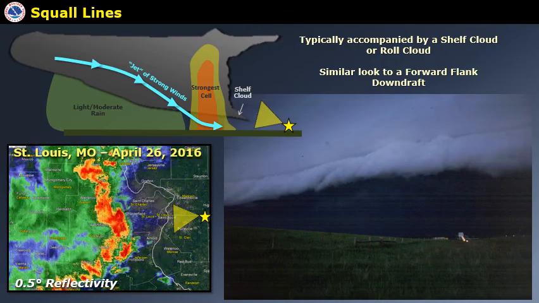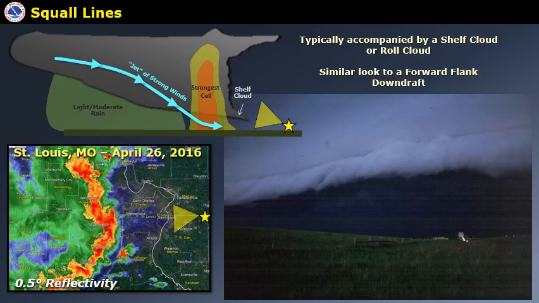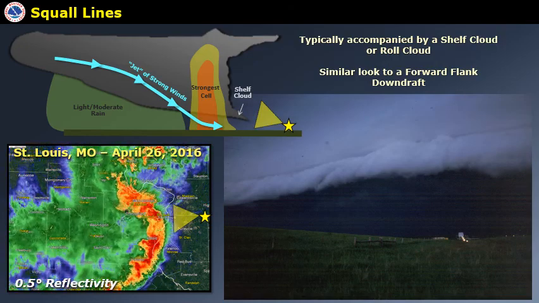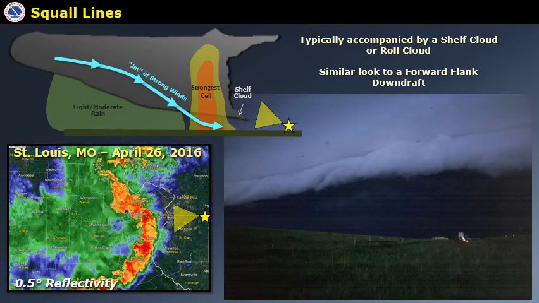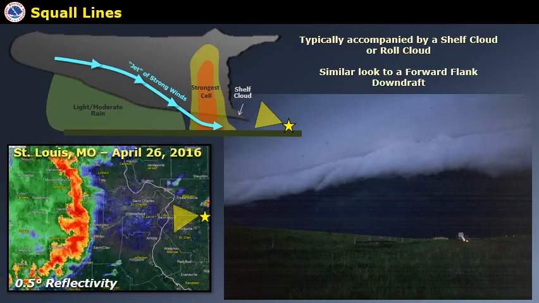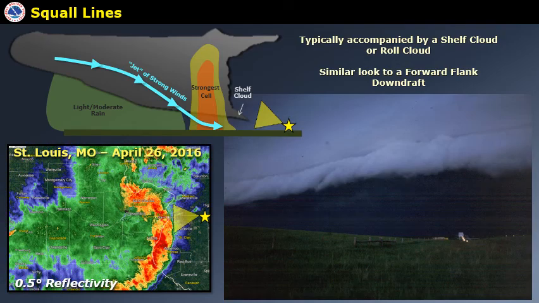Examining the leading edge of the squall line, there are times where a shelf or sometimes a roll cloud will develop. Now, this area may look similar to the leading edge of the forward flank downdraft that we see in supercells, and the process in which they are formed are nearly identical.